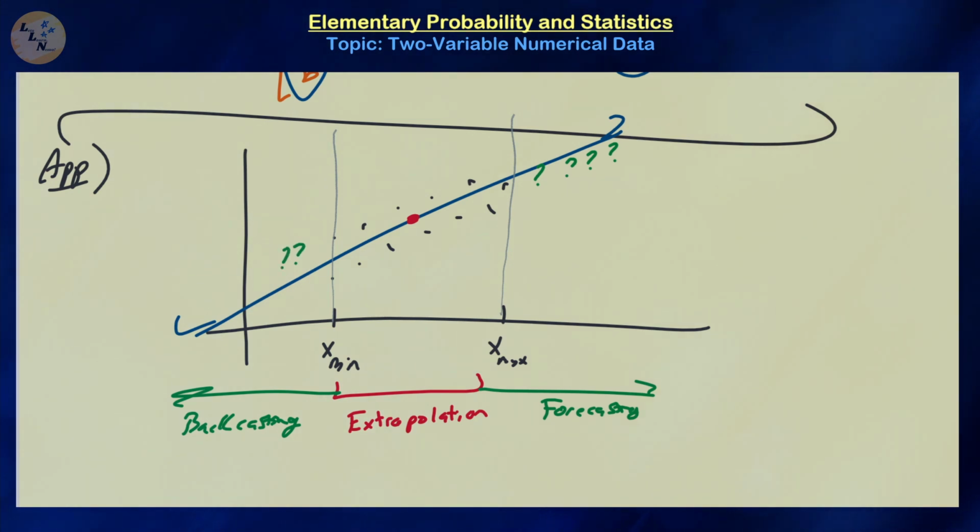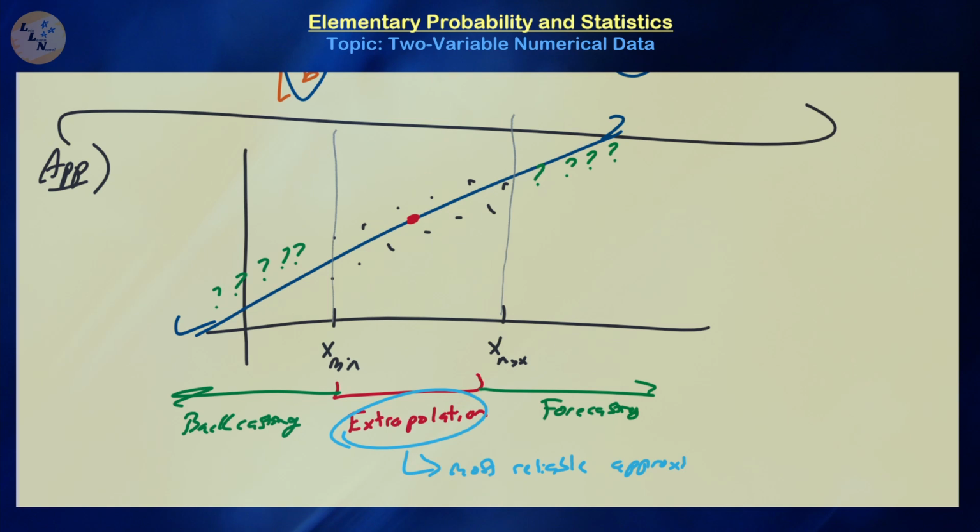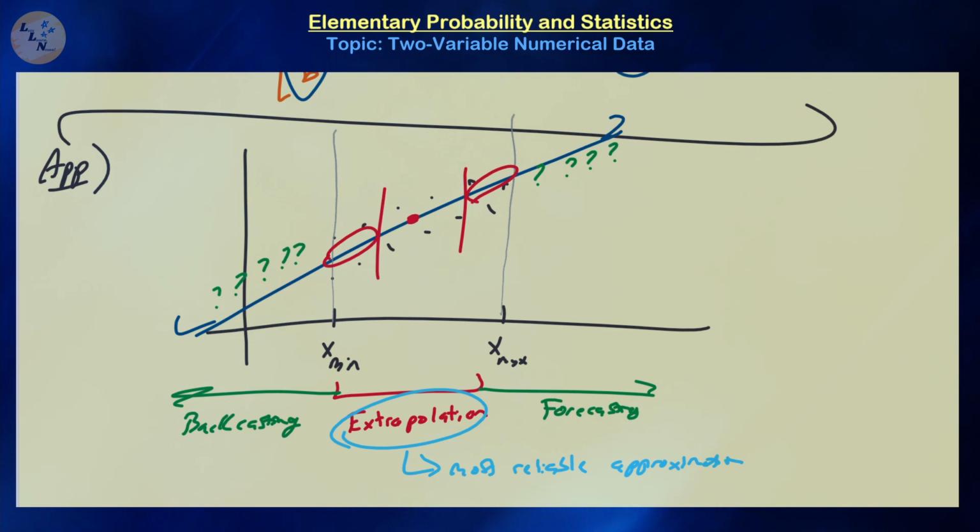Again, we do not have any values over here, so that's not as reliable as, for example, the middle part, extrapolation. This is the most reliable approximations because we have data in the middle. Of course, the middle area, for example, the interquartile area, is going to be more reliable compared to the outer quartile regions, but they're going to be more reliable compared to the values in the outlier extremes where we don't have any data at all.